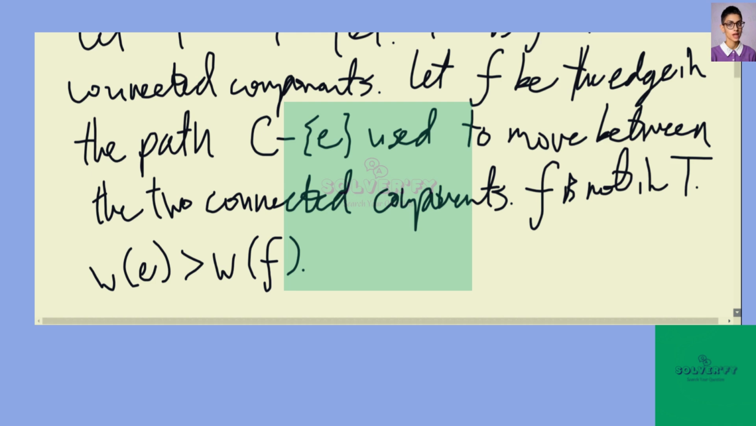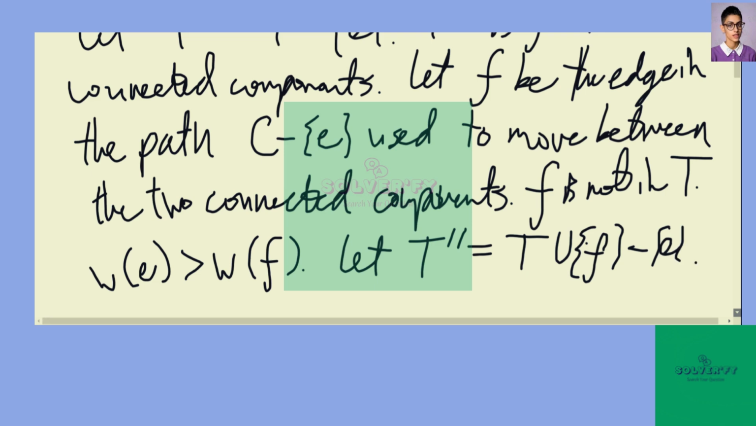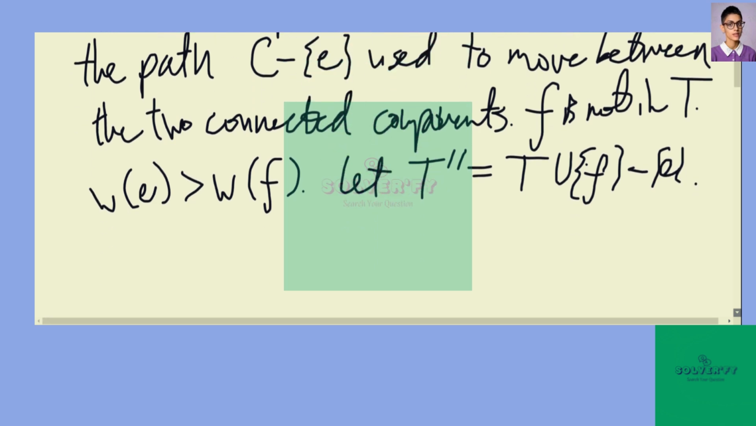Now define another graph, T double prime, to be our original tree, T, and add to it the edge F, and remove from it the edge E. Well, we have that the weight of T double prime is going to be less than or equal to the weight of T. In fact, it's strictly less than. So it follows that T double prime is a spanning tree with a smaller weight than T.